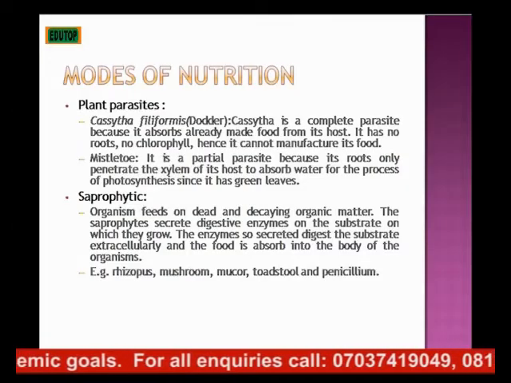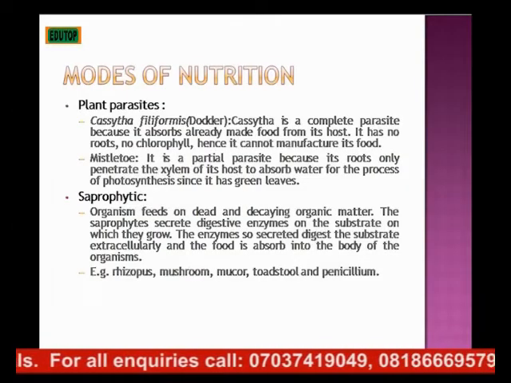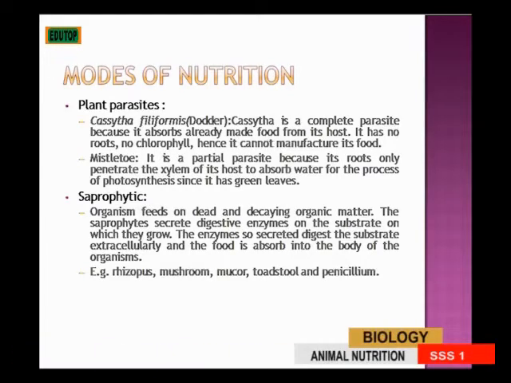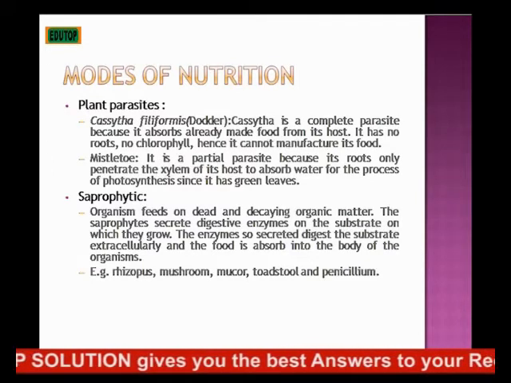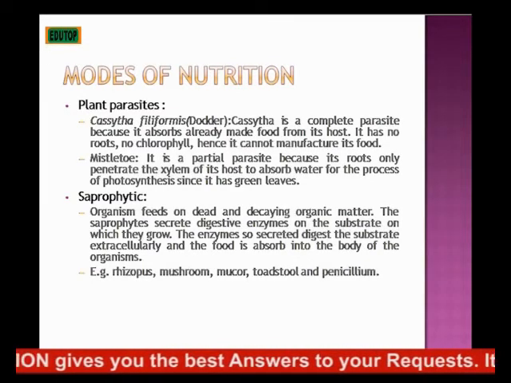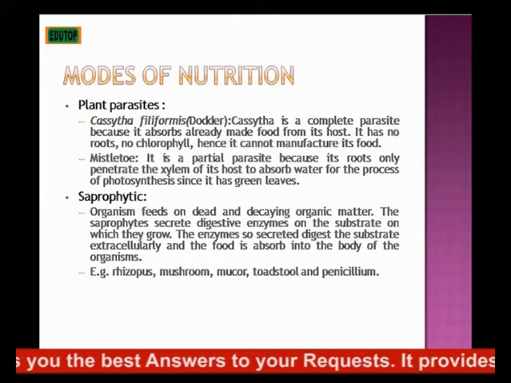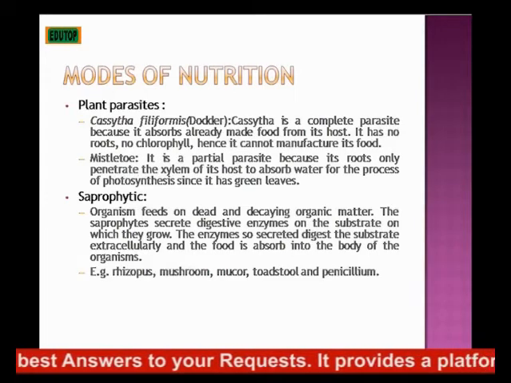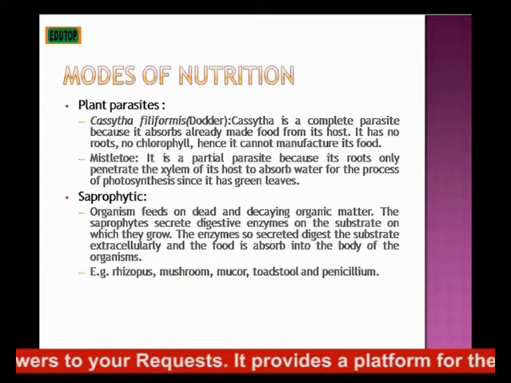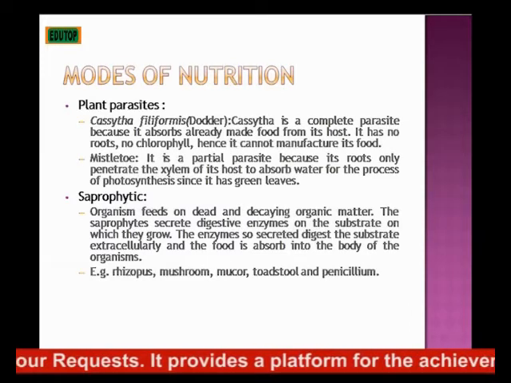Also, we have parasites in plants. First, we have the Cuscuta filiformis. That's the dodder plant. It's a complete parasite because it absorbs already made food from its host. This particular plant, the Cuscuta plant or the dodder plant, has no roots, no chlorophyll, so it cannot manufacture its own food. It only depends on the host.